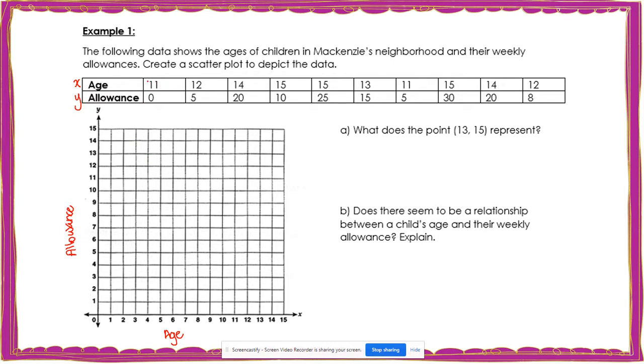Now we can see that our first set of data is that at age 11, one child in Mackenzie's neighborhood earns $0. So we're going to go to age 11 on the x-axis, and then because that child does not earn any money, we will just put a point here. Our next point is that a child in her neighborhood that is 12 years old earns a $5 allowance. So we will go to 12 years old for age, and then up to $5 for the allowance, and we will put a point.